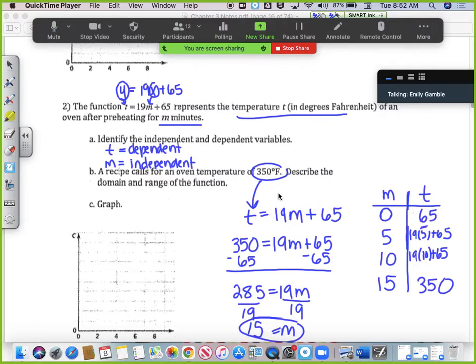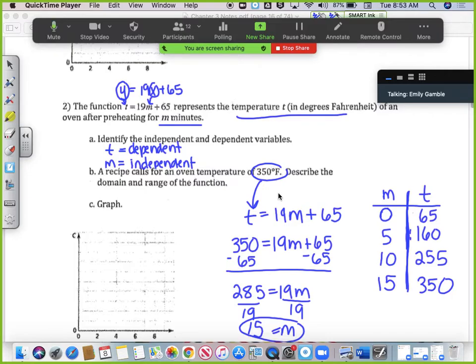Then I'm doing 19 times 5, and then plus 65. And after 5 minutes, it looks like the oven will be at 160 degrees. Okay, and then this last one, 19 times 10 plus 65, the oven will be at 255. I'm only erasing because I ran out of room there. So here are 4 temperatures for the 4 different numbers of minutes we would be putting on the oven.